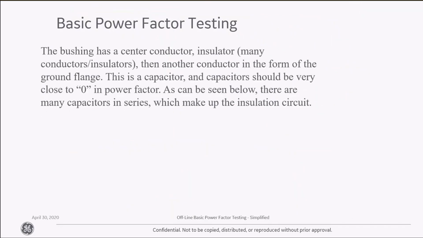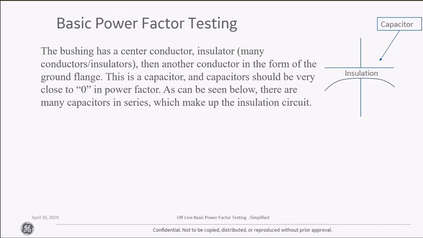So, basic power factor testing. We'll talk about bushings just for a moment to give the example. The bushing has a center conductor, insulator, many conductors and insulators actually, and we'll look at that. And another conductor in the form of a ground flange where it goes through the transformer. Isn't that what we have to do, right? We want to make sure that that energized conductor gets through that tank of that transformer safely without any distractions whatsoever. I call bad insulation a distraction because ultimately it's not good.